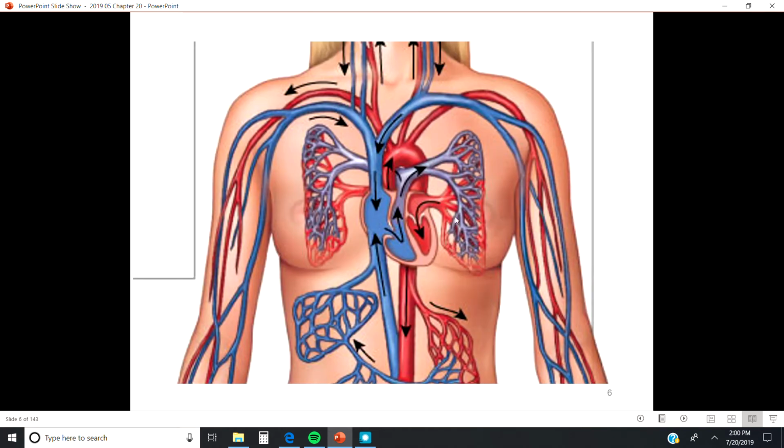If we take a look over here on the left side of the heart, the blood has come back from the lungs oxygenated. Once it gets into the left ventricle, we'll see that in a minute, once it gets into this chamber here, it's going to get pumped into this big red blood vessel. This is the aorta, and from here all the arteries are going to come off to supply our organs and tissues. That is going to be the systemic circulation.